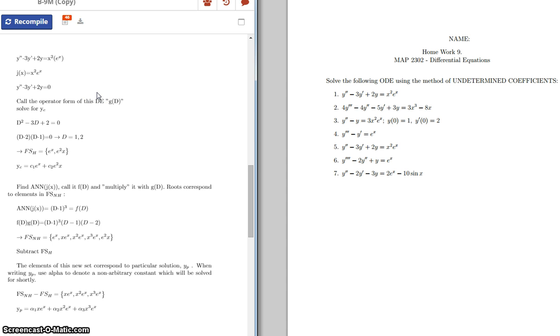standing for the complementary solution. So the operator form of this differential equation will be useful to us later. We're going to call that g of d, and the operator form is d squared minus 3d plus 2 equals 0. So we're going to find the roots of this operator form, and then that's going to correspond to elements in the fundamental solution set of the homogeneous version of this differential equation. So this polynomial factored out is d minus 2 times d minus 1, d equals 1 or 2, so our fundamental solution set for the homogeneous version is e to the x, e to the 2x.